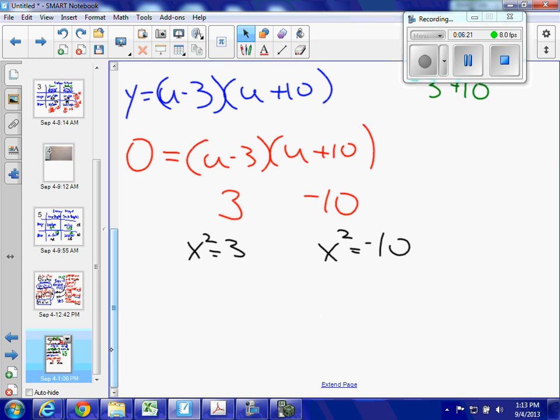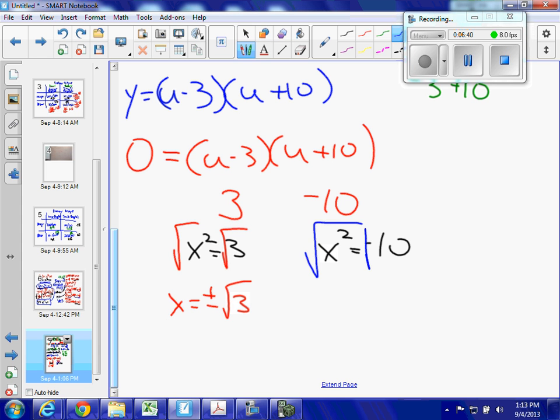If I want to solve for x, I can take the square root of both of these, and that gives me x is equal to plus or minus the square root of 3. And I can take the square root on this side too. Uh-oh. I can't take the square root of a negative number. I can't take the square root of negative 10. So since I'm looking for the real solutions, the roots, the zeros, which are real numbers, this is not going to work at all. So my answer is x is equal to plus or minus the square root of 3.